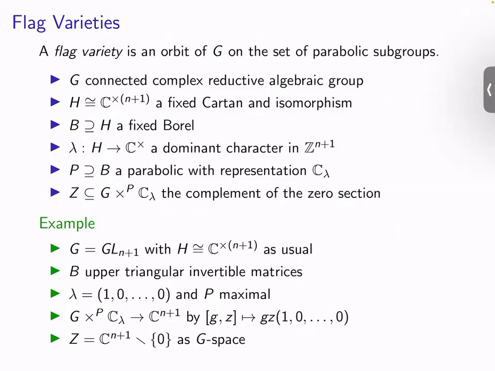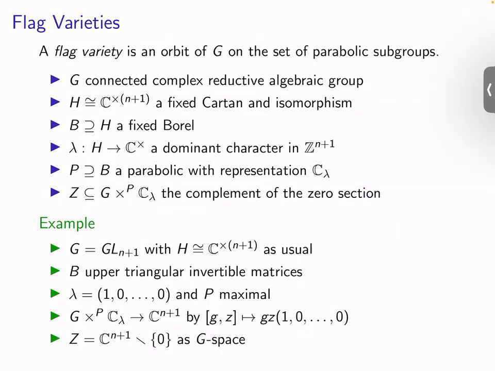So there's a projection from Z to the flag variety, making it a C cross principal bundle on the flag variety. So for example, if you have GL_{n+1} in mind, with the diagonal, B is the upper triangular invertible matrices, you can choose lambda to be the projection from the diagonal to the first coordinate. Choose P to be the maximal such subgroup. So the Levi of the parabolic is just a 1 by n diagonal matrix, size 1 block and size n block, and then shade in the upper triangular.